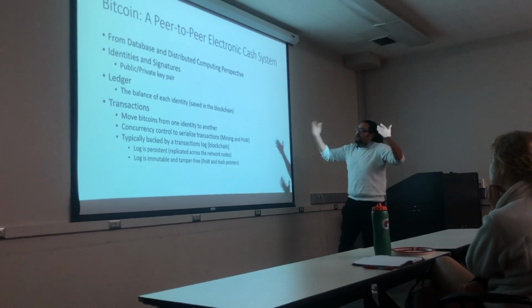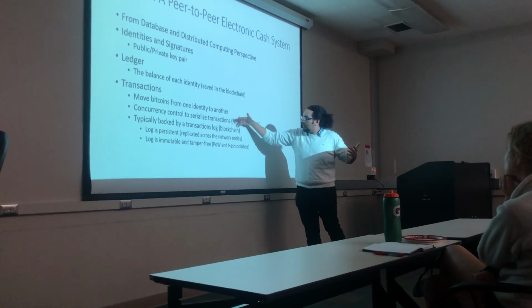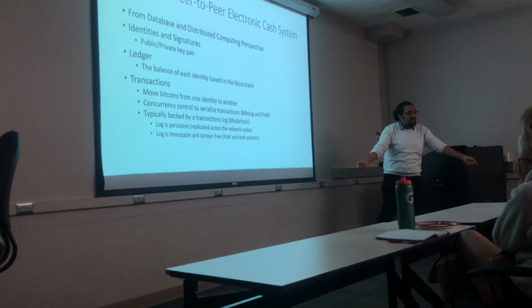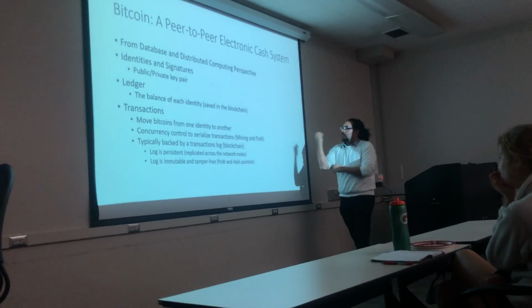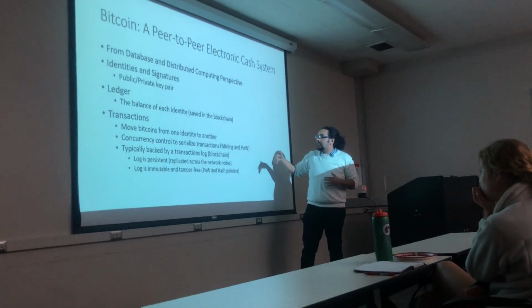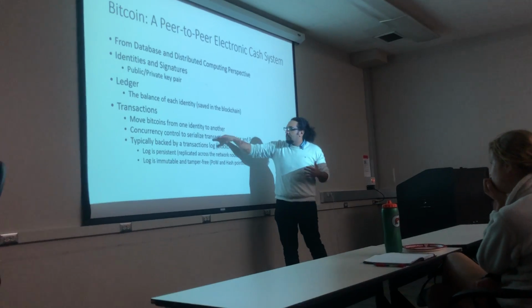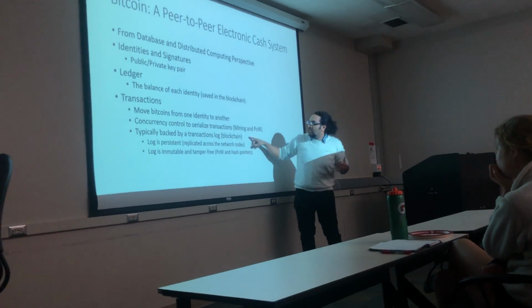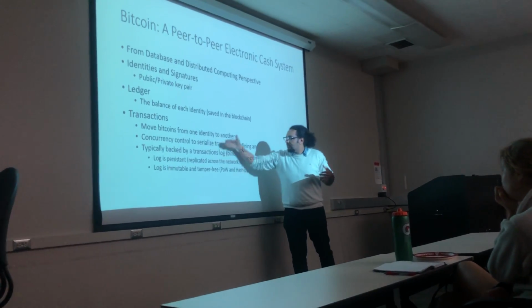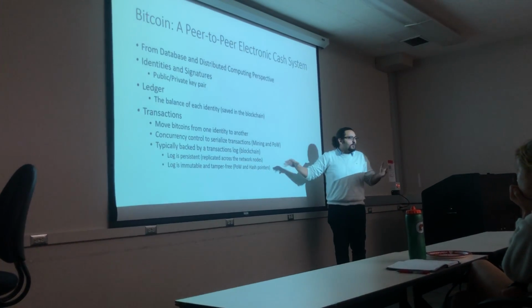And we must have some concurrency control protocols. Remember, we use concurrency control to prevent what we call double spending. So we need the same here. We're going to do that through what we call mining or proof of work. We're going to explain that in detail later. And the same assumption that the transactions are backed by a log. The log in this case is the blockchain, and it's persistent because it's replicated across the network nodes.